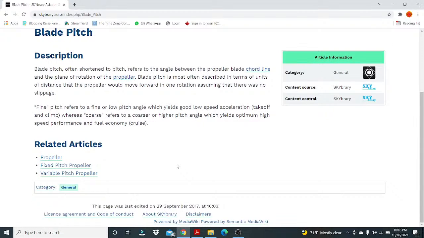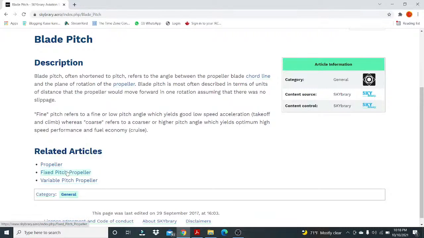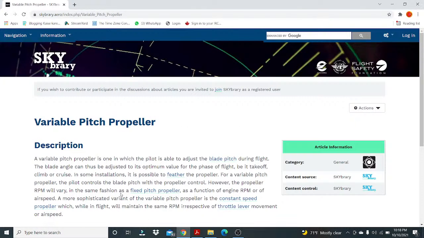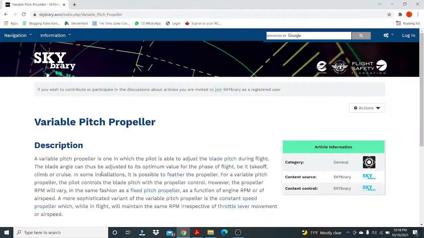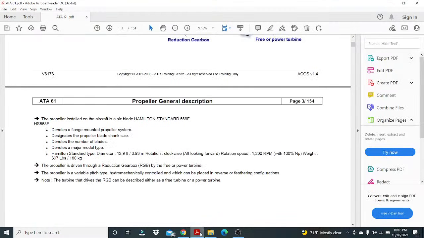Alright, there is the variable pitch propeller. In an ATR, it is a variable pitch propeller. So that's what it's written: variable pitch type control.